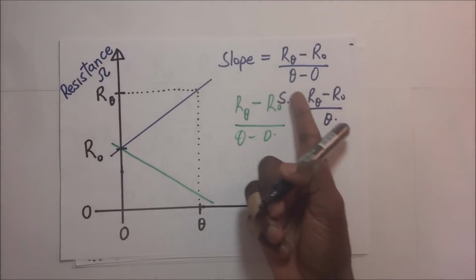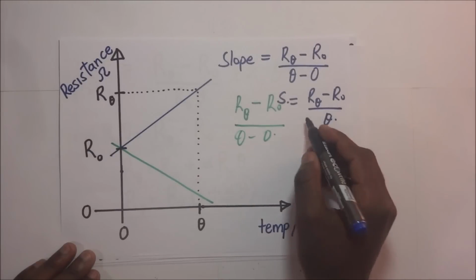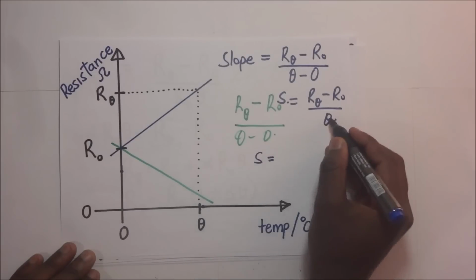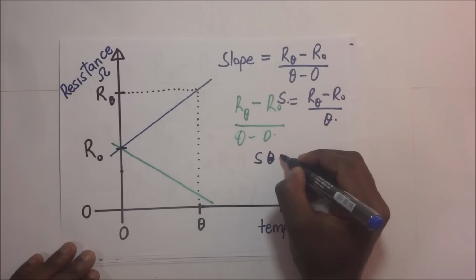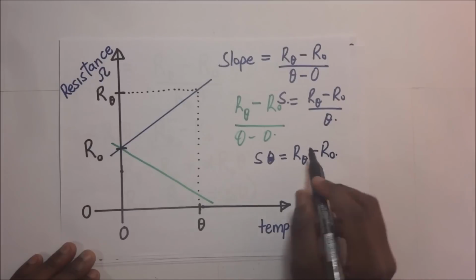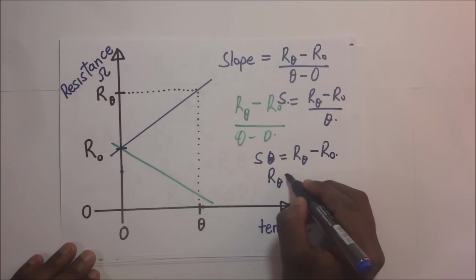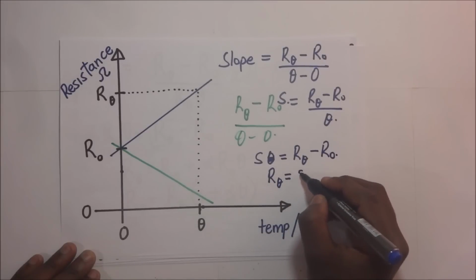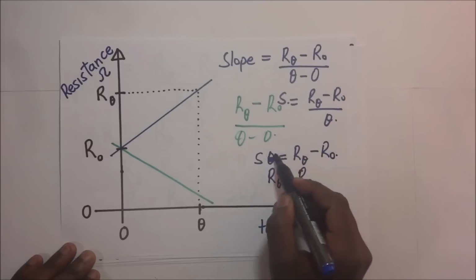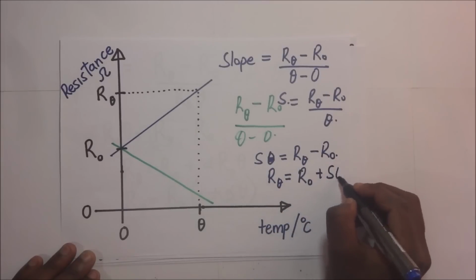If we are to make this a flat equation, we multiply by theta on both sides, and you'll find that s theta is equal to r theta minus r naught. And when we make r theta the subject of the formula, r theta is equal to r naught plus s theta, because this r naught comes to this side.